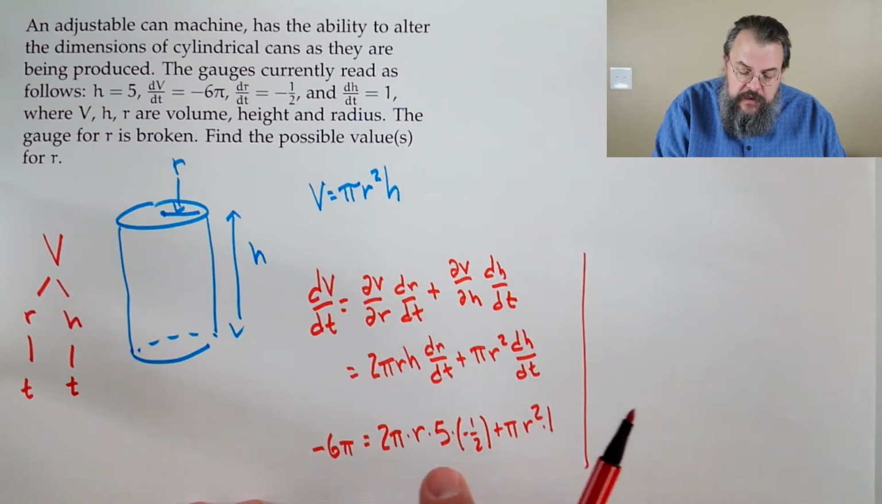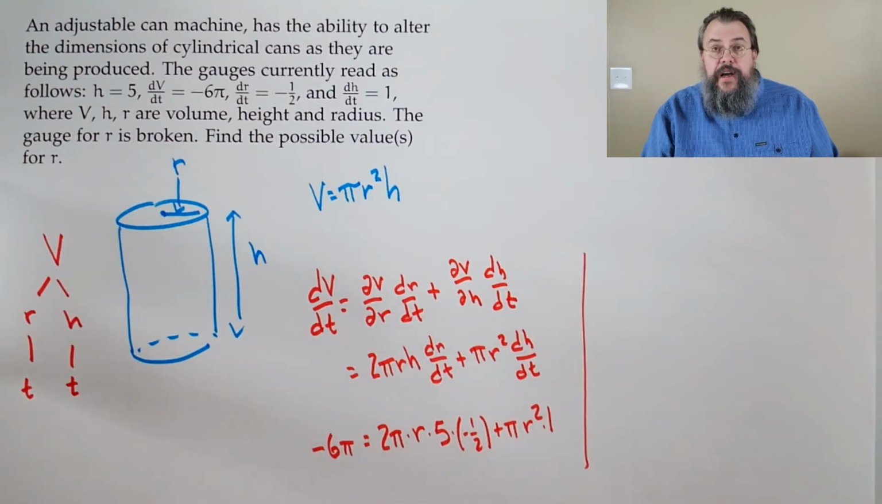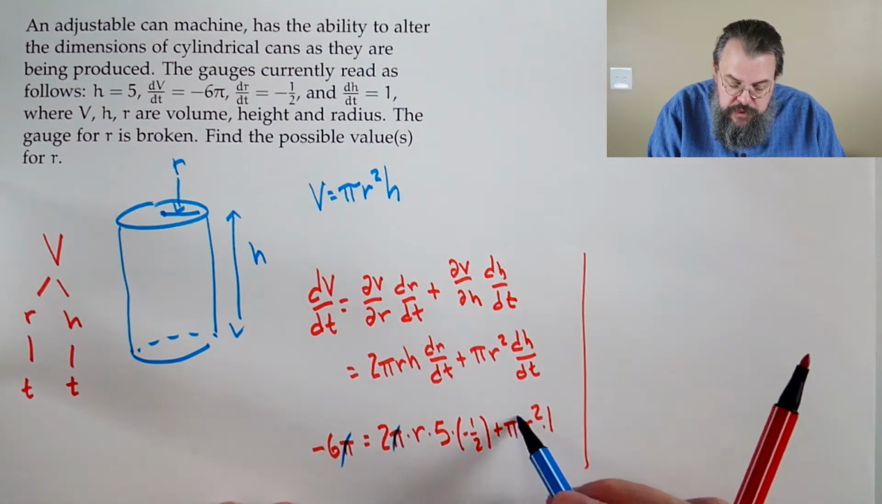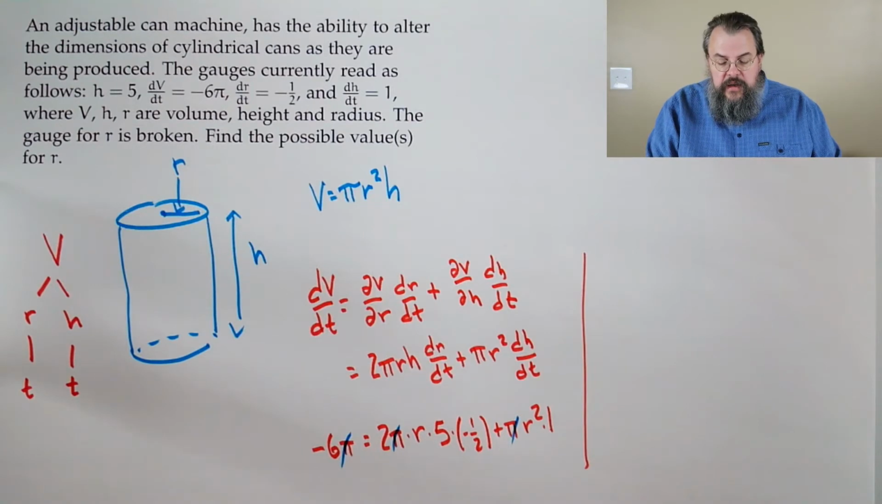Well, let's see, what can we do here? Well, certainly we can cancel the pi's, because every term has a pi. So divide out, get rid of the pi. And it looks like it's an equation just in R. Actually, it's a quadratic equation in R. So what do we have?